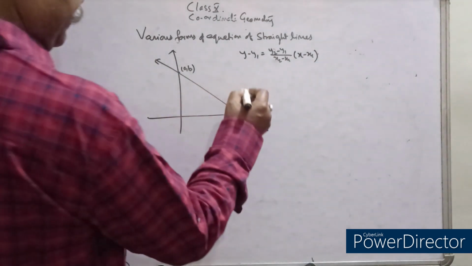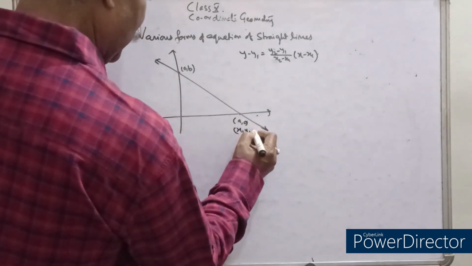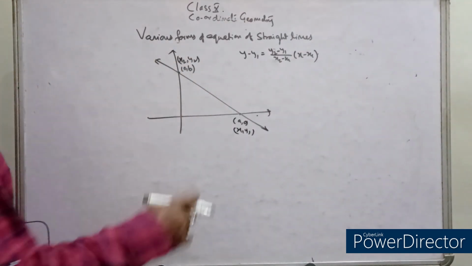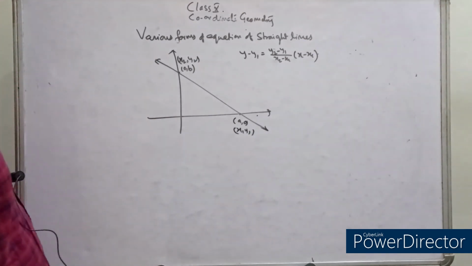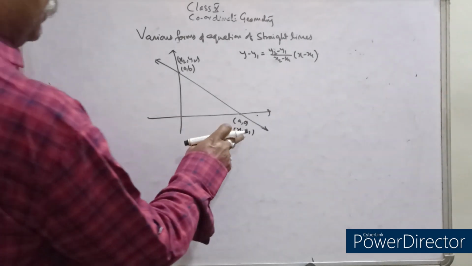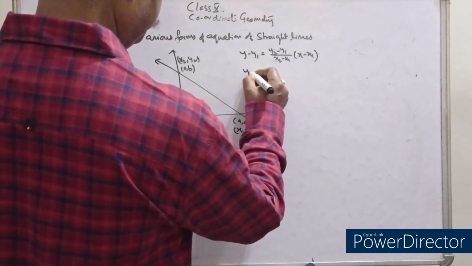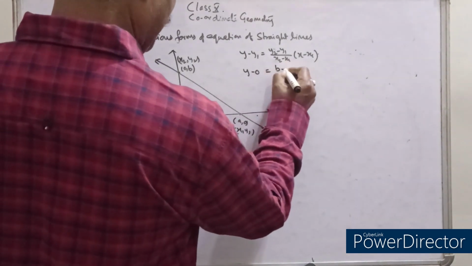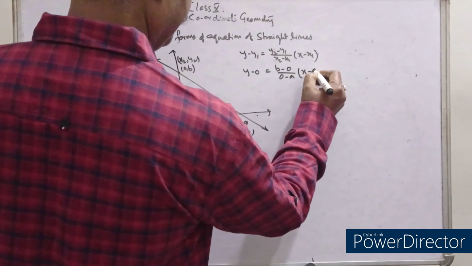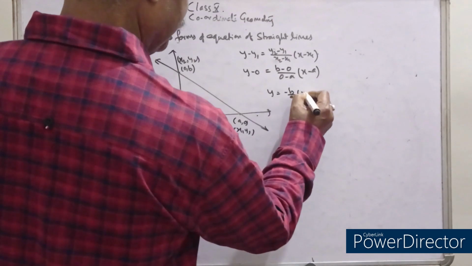Here you can consider, it is up to you, this as x1 y1 and this as x2 y2, or the other way around. There will be no difference, no effect in finding out the equation of a line. So here I have considered this as x1 y1 and this as x2 y2. So y minus 0 is equal to b minus 0 by 0 minus a, into x minus a. So y is equal to minus b by a, x minus a.